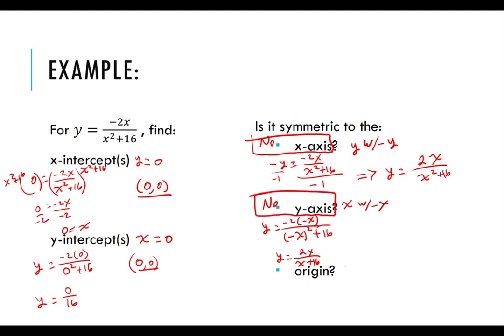But now we've got to check origin symmetry. So we replace x with negative x, y with negative y.